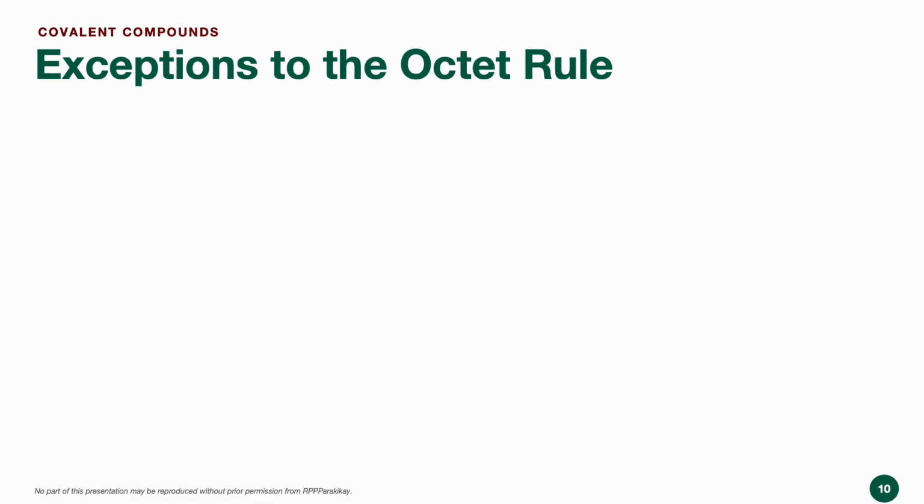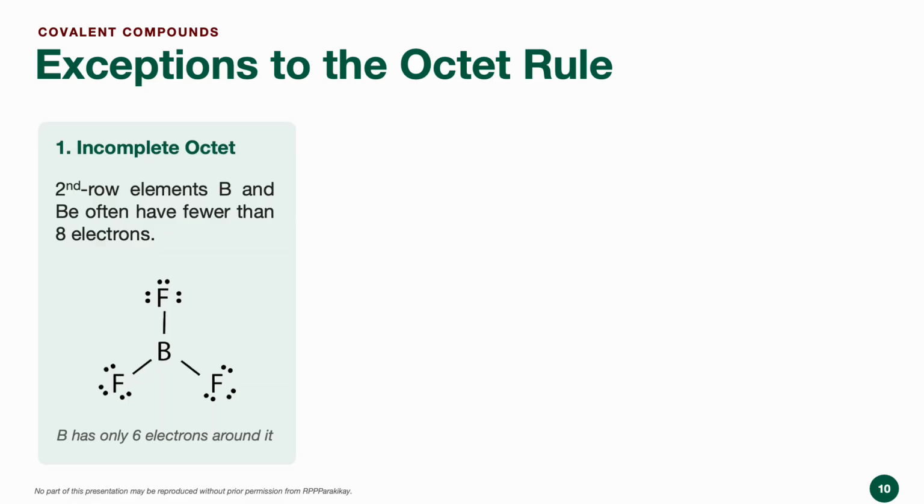Note that there are covalent compounds that are exceptions to the octet rule. First, we have incomplete octets. For example, boron and beryllium, both second row elements, frequently end up surrounded by fewer than 8 electrons. For example, boron in BF3, or boron trifluoride, only has 6 electrons around it.